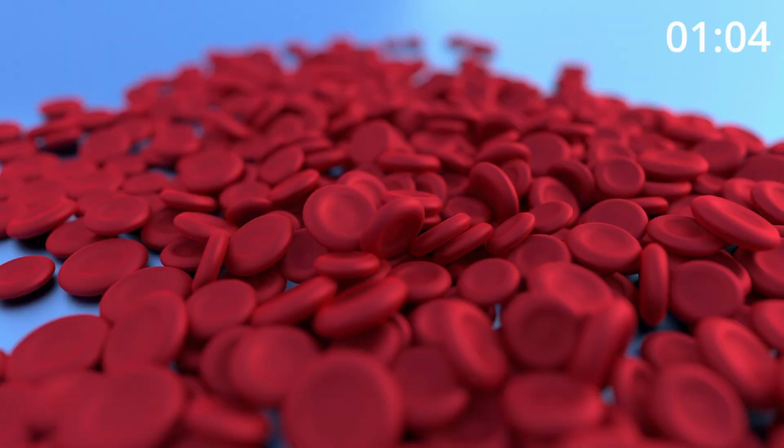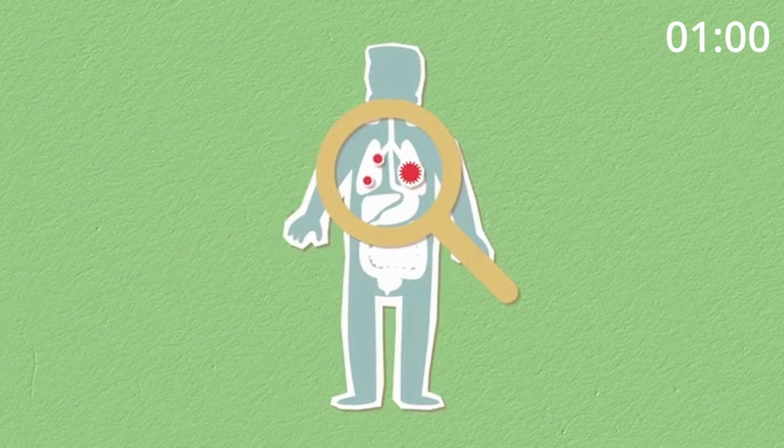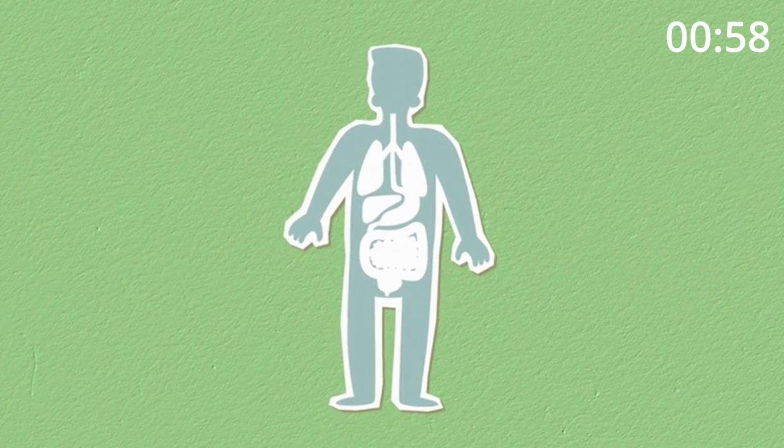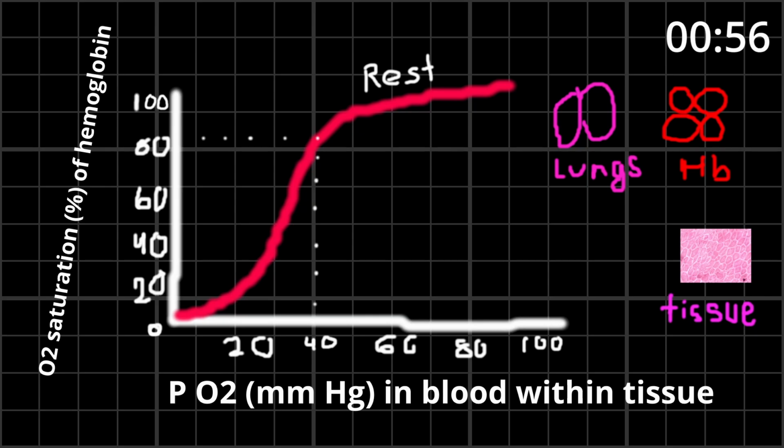Hemoglobin makes your blood red, but its main job is to carry oxygen around your body. It absorbs oxygen from your lungs and releases it in the tissue. Scientists love using oxygen dissociation curves to show how much oxygen hemoglobin is carrying. It's simple, really. Line goes up, hemoglobin grabs oxygen, line goes down, hemoglobin lets go of oxygen.